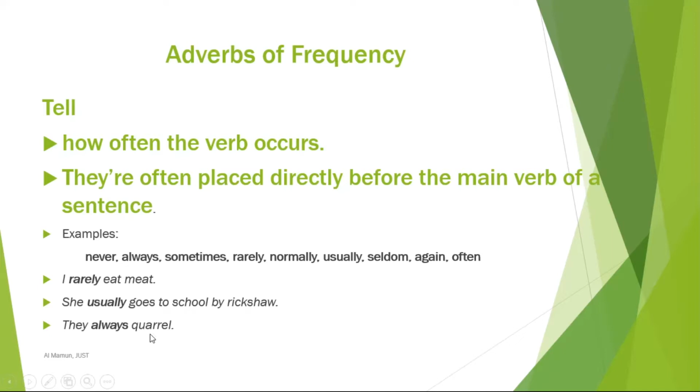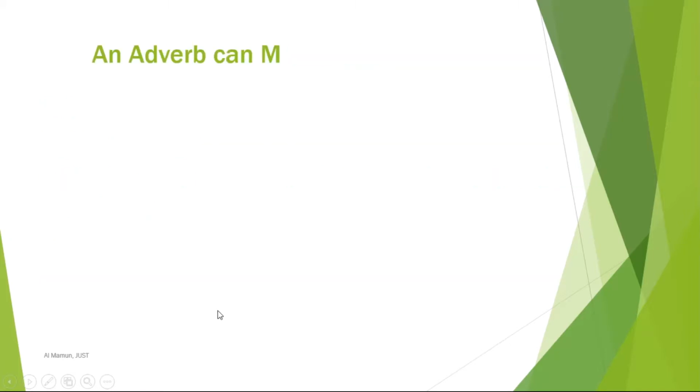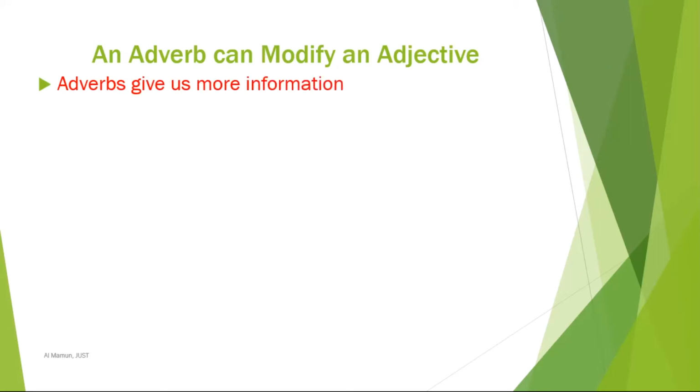They always quarrel. So it talks about the frequency of the action of their quarreling. An adverb can modify an adjective. So far we have seen that adverb modifying the verb, but an adverb can also modify an adjective. Adverbs give us more information about the adjective.